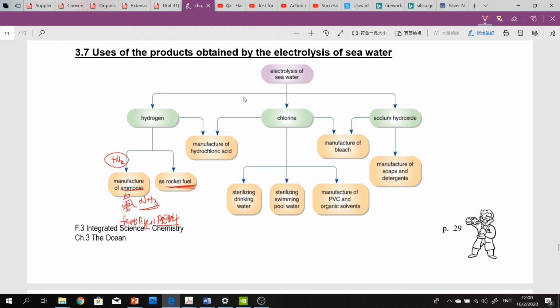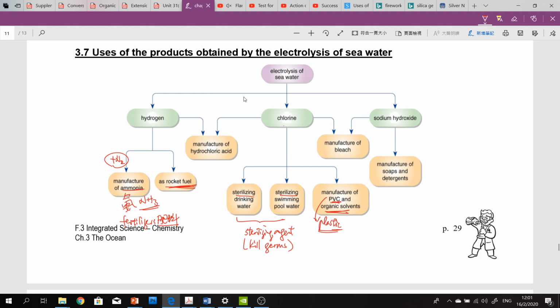How about chlorine? Chlorine, you may know in Form 1 that it can kill germs in drinking water, or it can kill germs in swimming pool water. So that's why we call it a type of sterilizing agent. It is used to kill germs in the water. You're also going to produce PVC and some organic solvent. PVC, what's that? It is a type of plastic.